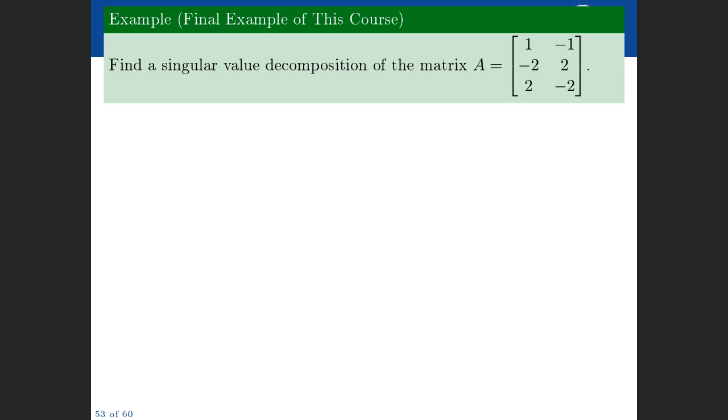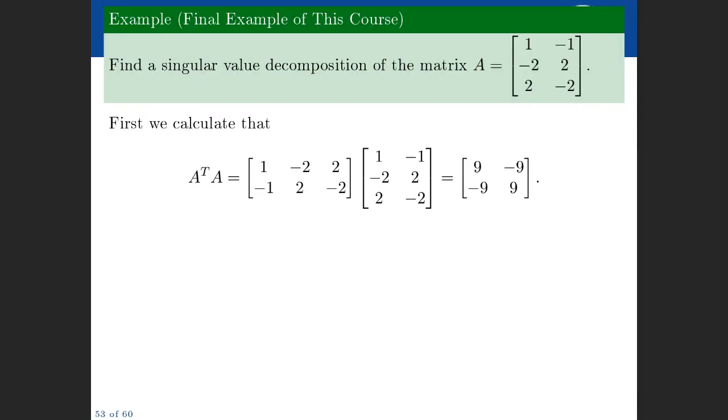Let's do another one, and this is the final example of this course. Find a singular value decomposition of the matrix 1, minus 1, minus 2, 2, 2, minus 2. First, we haven't looked at this matrix before, so the first thing to do is to calculate A transpose A. You can check for me that's 9, minus 9, minus 9, 9.